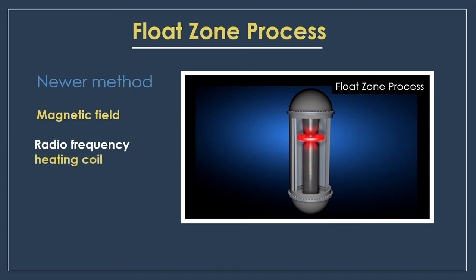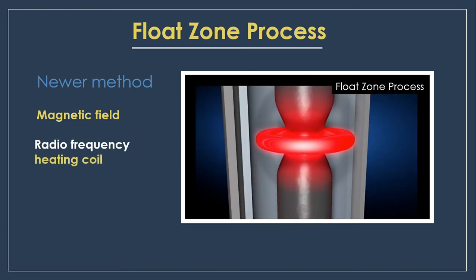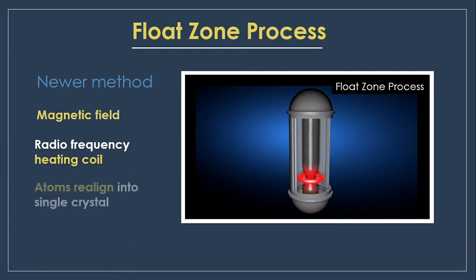The melted part is put in contact with the seed crystal, and the atoms realign, after they melt, into the single crystalline state. As the molten zone is moving along the polysilicon rod, the single crystal ingot is growing as well.